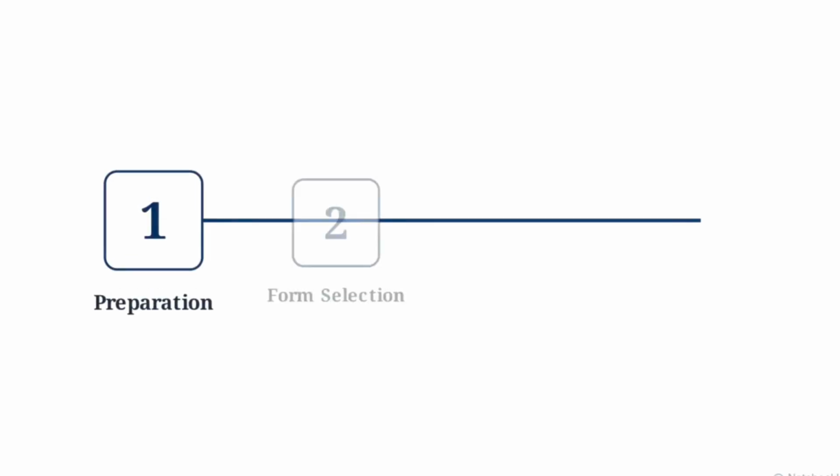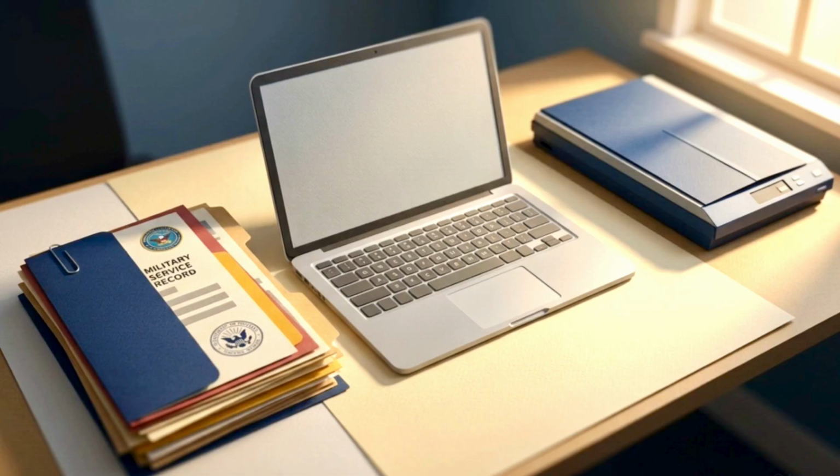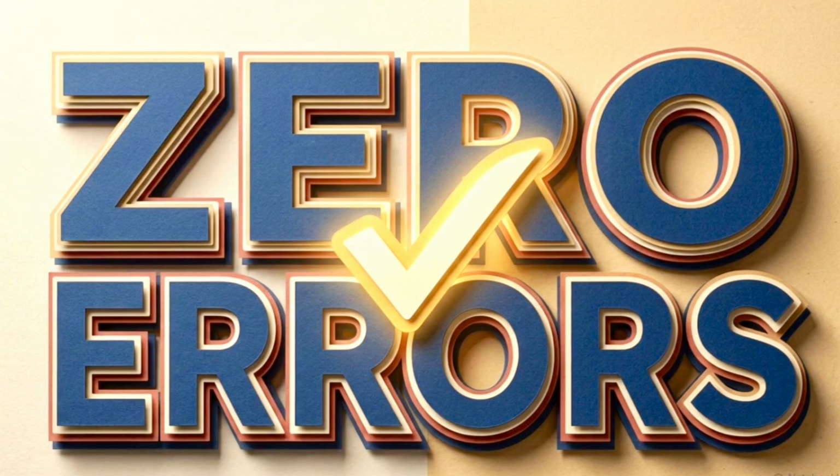Over the next few minutes, we will walk through the exact steps to build and submit a complete, error-free DIC application together. Before we begin, you will need a computer, the veteran's basic military records, and a way to make digital scans of physical documents. Processing a claim can take months. Filing the wrong form or missing a single required document guarantees that process will take even longer. We are going to ensure you do this right the first time.